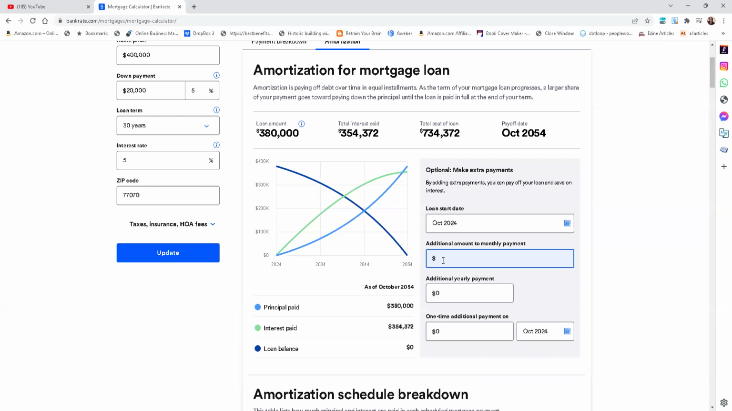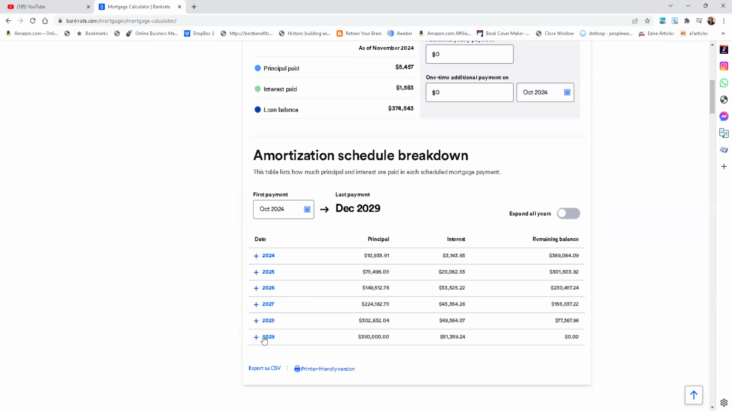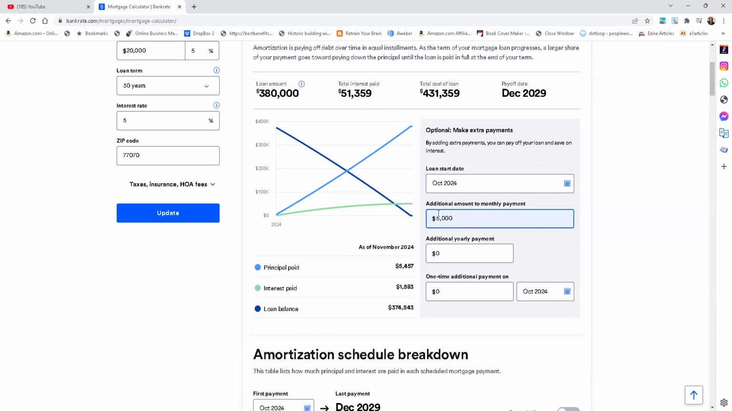So I put in here, what if, just for grins, I put in $5,000 for a couple of years that you can pay. Look at that. You took that interest all the way from the bank, which they don't want you to do, right? And now you pay this mortgage off in 1, 2, 3, 4, 5, and what, about 6 years. I'm just trying to show you the power of this thing.